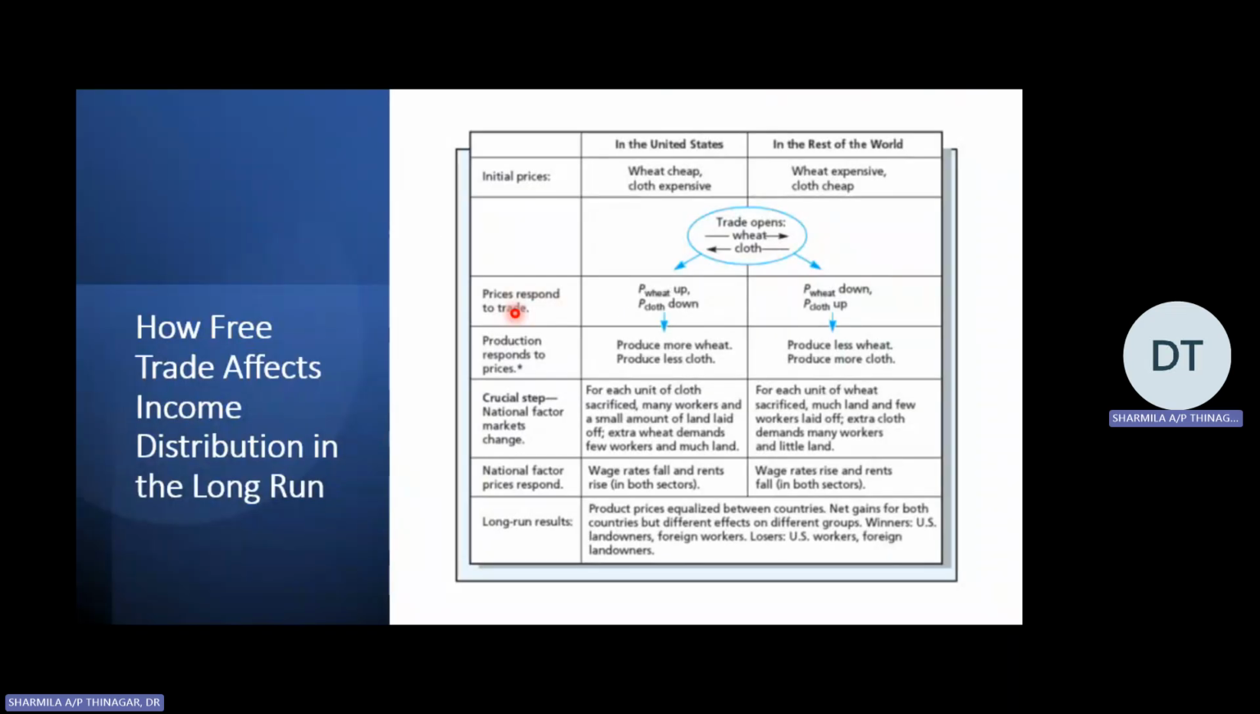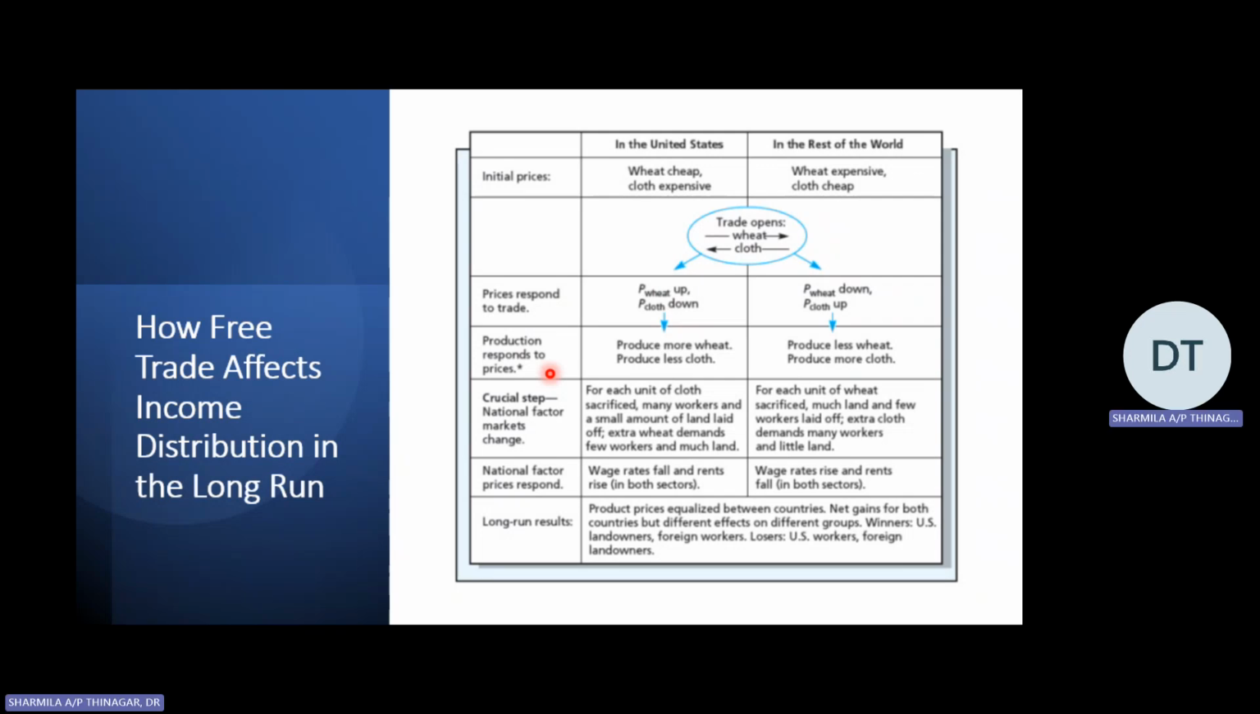Price responded to the trade. So the price of the wheat goes higher, whereas the price of the cloth goes lower. This is the first reaction. Then production will be affected due to the price. How they respond to the prices, now you have to think as a producer. If the price goes higher, as a producer, you will produce more or less?